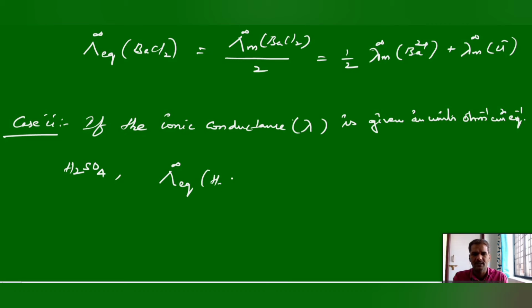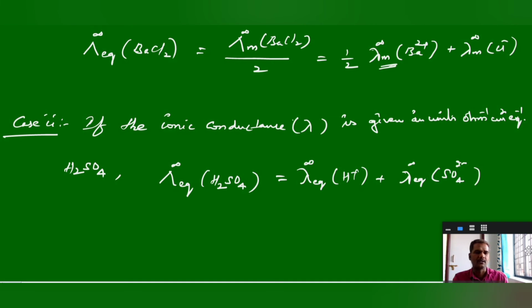Then let us take the equivalent conductance now. Equivalent conductance of H2SO4 at infinite dilution. We can take directly the equivalent. Here the ionic conductance is given in terms of equivalents. In the previous case this is in moles, but here it is equivalent. We are changing the symbol. At infinite dilution and H plus. In case of equivalents, we will not take any stoichiometric coefficient, directly we can write it, plus the equivalent conductance of SO4 2 minus, and this is the formula.